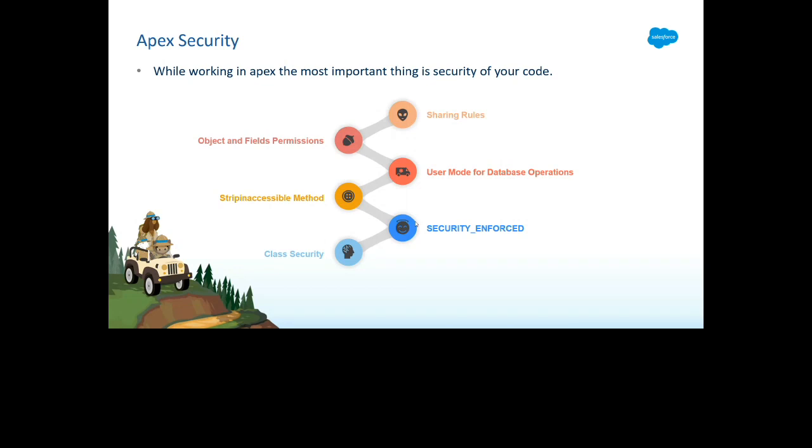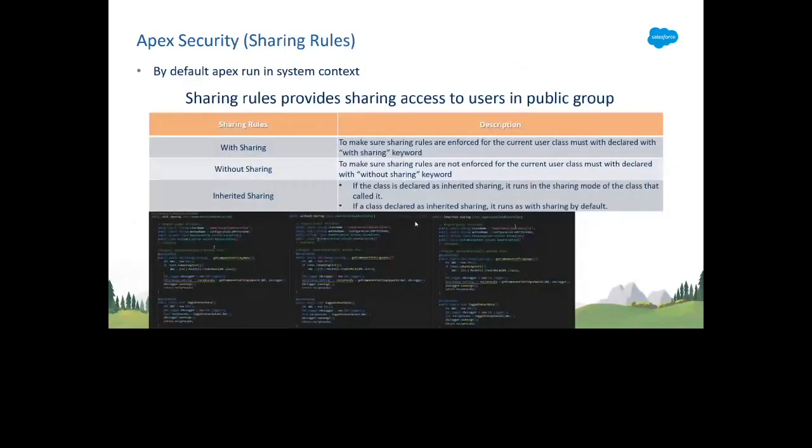To understand Apex security, we will learn about sharing rules, object and field permissions, user mode for database operations, the stripInaccessible method, security enforced, and class security. The first topic is sharing rules. With the name, it is clear that it is to share information with a specific user. There are three main types of sharing keywords: with sharing, without sharing, and inherited sharing.